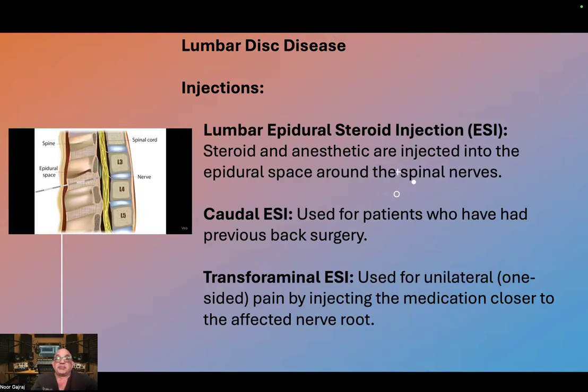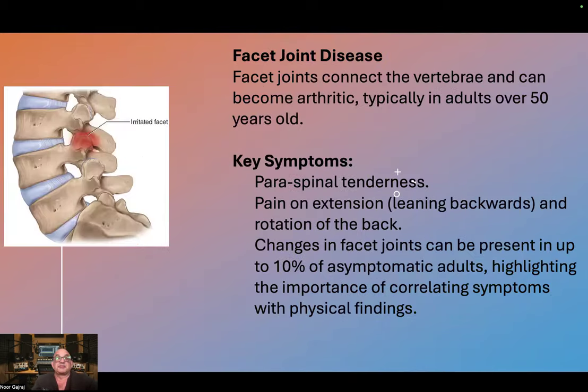Injections: lumbar epidural steroid injection. Steroid and anesthetic are injected into the epidural space around the spinal nerves. Caudal ESI, used for patients who have had previous back surgery. Transforaminal ESI, used for unilateral, that's one-sided pain, by injecting the medication closer to the affected nerve root.